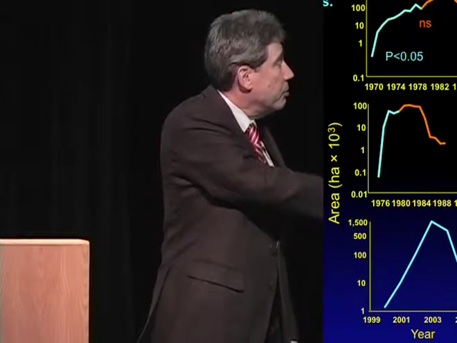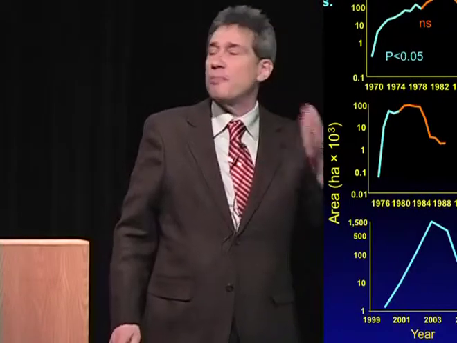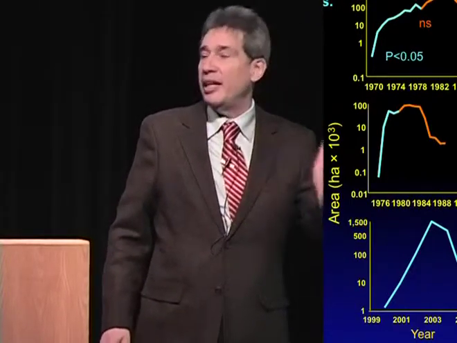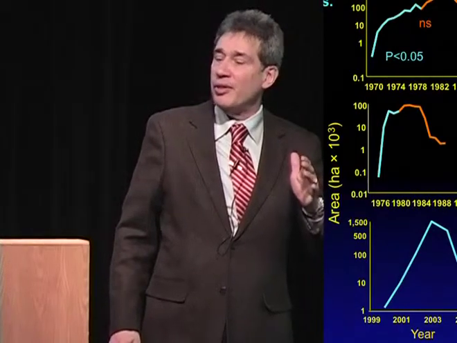In the case of pinyon ips, we see something very, very different. It was responding to drought, tracking this source of trees, but there's no evidence that the population became self-sustaining.